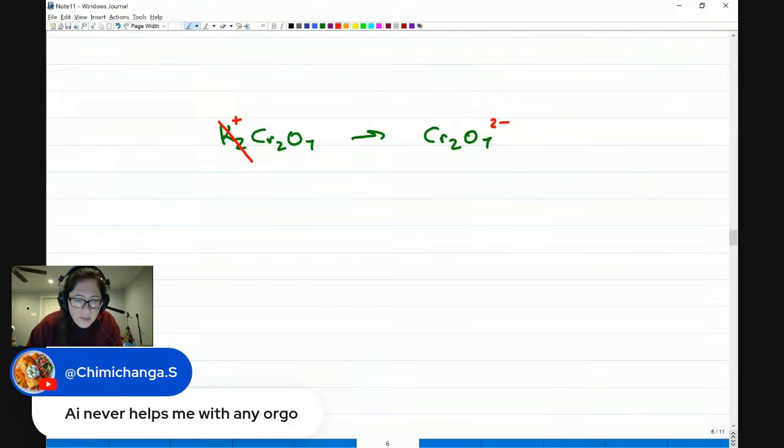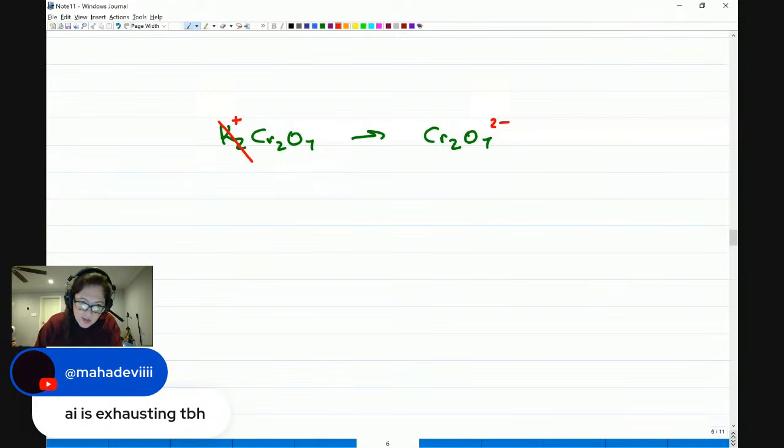AI never helps me with any orgo. AI, I have a love-hate relationship with it. My stance on it is, even though it's not necessarily helpful and it is exhausting and it drives you crazy, it is going to be what people use in the future.